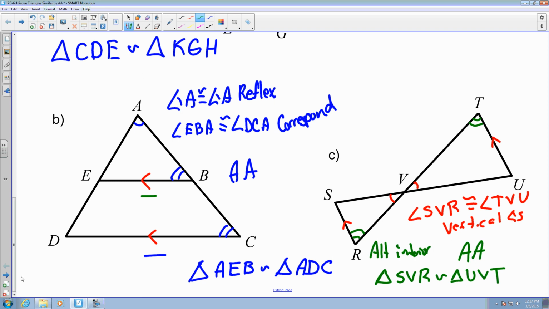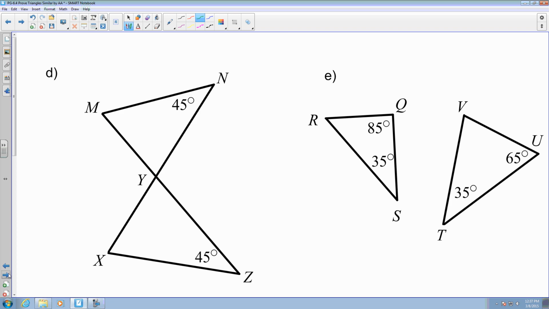Okay. Let's go to the next page. Still the same rules apply. I need to find if they're similar, and if they are, write a similarity statement. Right off the bat, I have two angles that are congruent by their measure. And from the previous one, we know that those two angles are congruent because of vertical angles. So yes, these are true by angle. So I got two angles that are congruent.